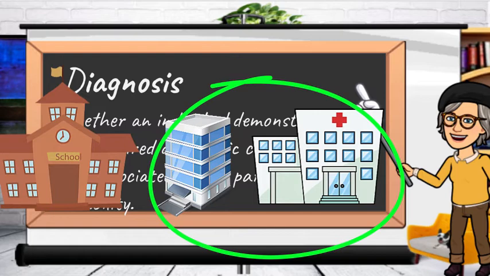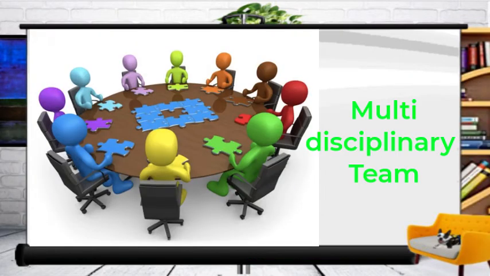Now then we have the role of the multidisciplinary team, and the role of that team differs depending on whether they are diagnosing the disability and determining eligibility for special ed services, or whether the diagnosis has already been made and they're just determining whether or not the student is eligible for special education services.